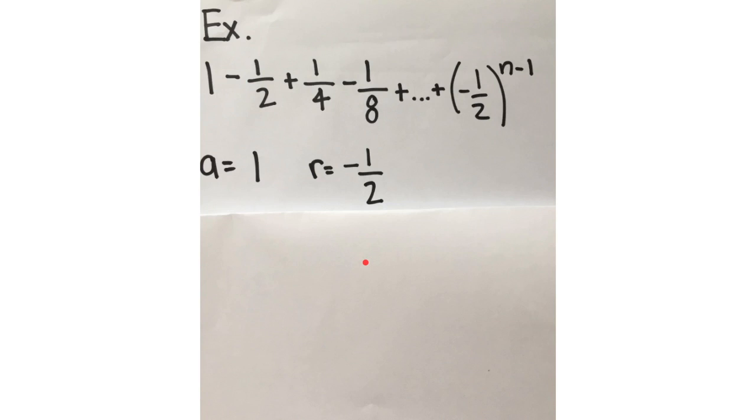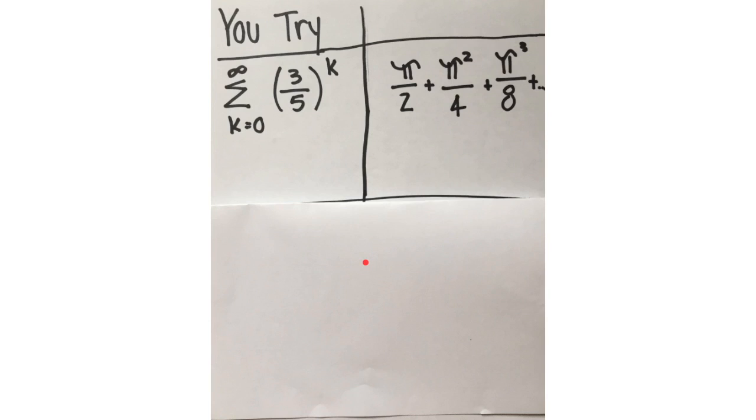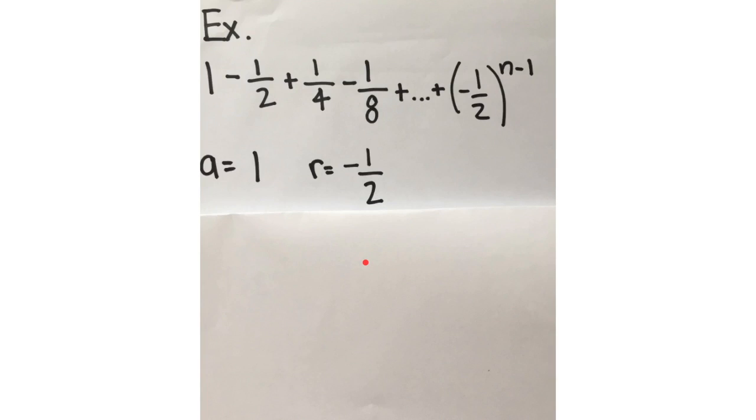As r is negative 1/2, we can plug in a over 1 minus r and find what the series converges to. In this case, the series would converge to 2/3. See if you can get that on your own.